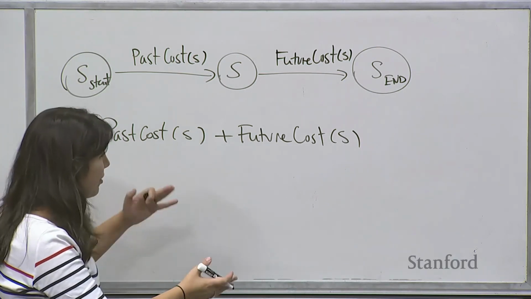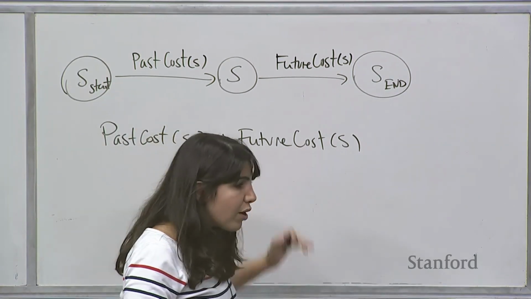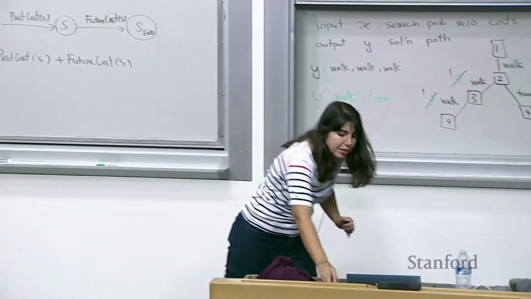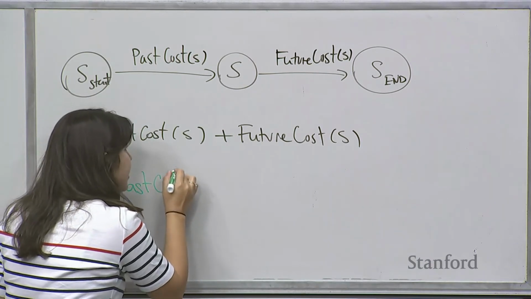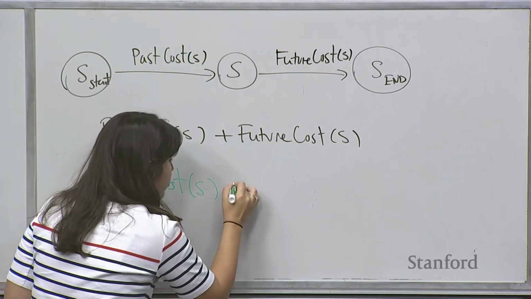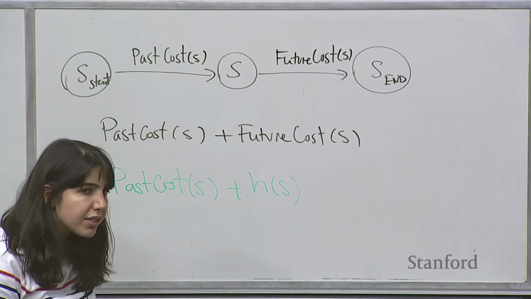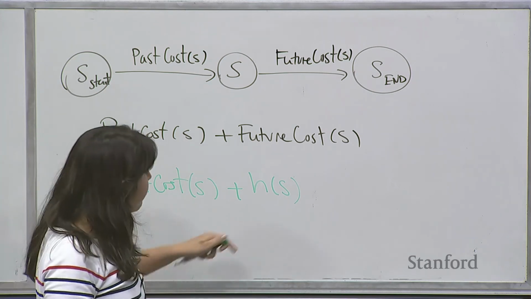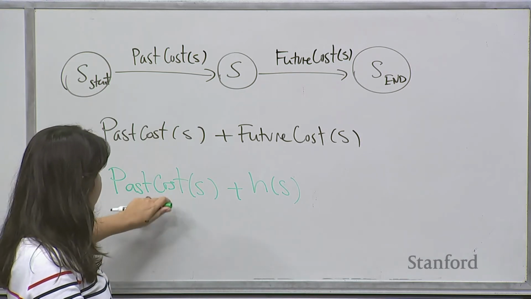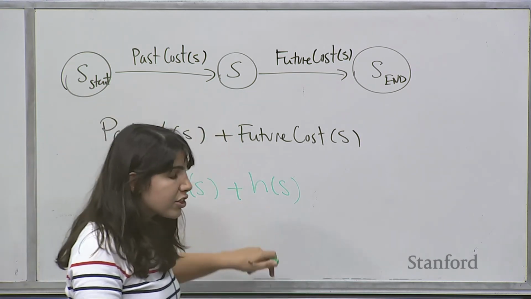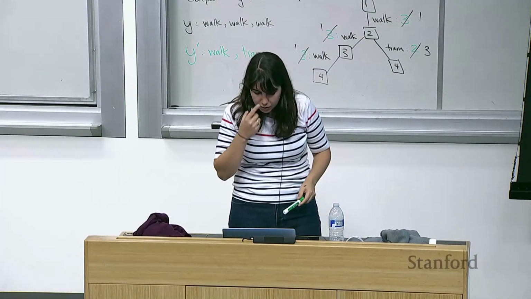I'm still solving a problem. So in reality, I don't have access to future cost, right? I have no idea what future cost is. But I can potentially have access to something else, and I'm going to call that H of S, and that is an estimate of future cost. So I'm going to add a function called H of S, and this is called a heuristic, and this heuristic could estimate what future cost is. And if I have access to this heuristic, maybe I can update my cost to be what the past cost is, in addition to that I can add this heuristic, and that helps me be a little bit smarter when I'm running my algorithm.